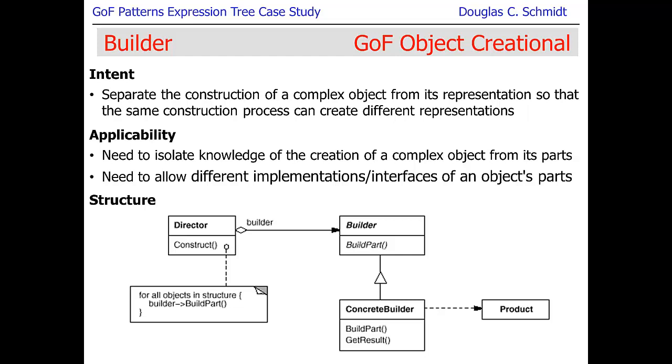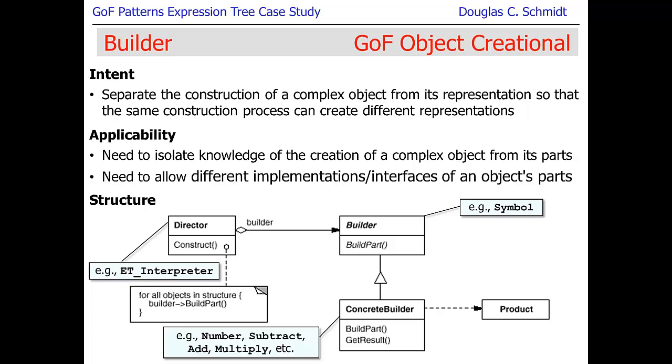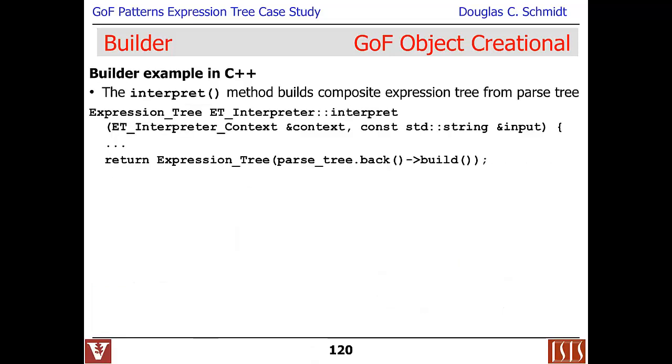Here's the actual structure of this thing. You have something called a director, which in our case is the interpreter itself. You have a builder, which has a method called buildPart. We have something called symbol, which does that. And then you have a concrete builder, which is going to actually build a specific part. In our case, this will be the different nodes in the parse tree, like subtraction, addition, number, multiplication, and so on. And then the product of these things, in our case, are the expressions for the expression tree that we want.